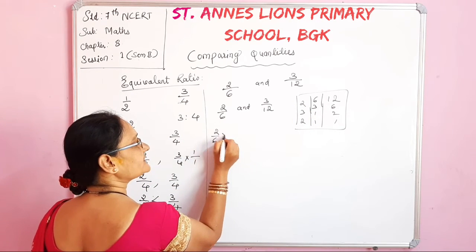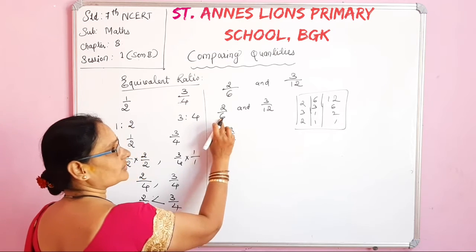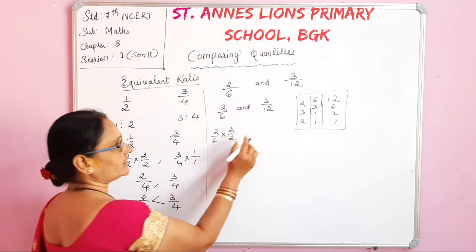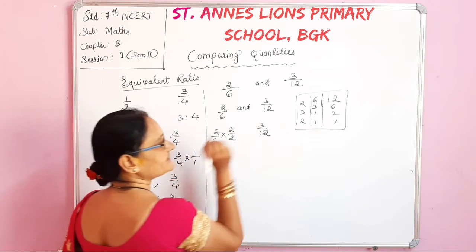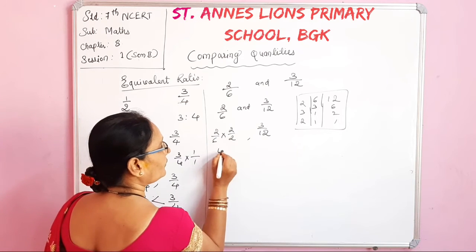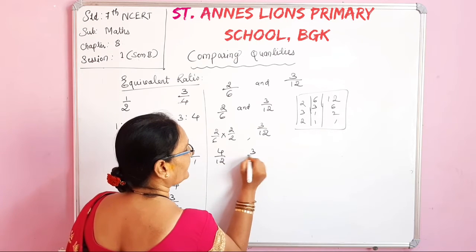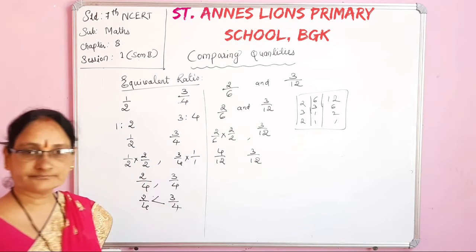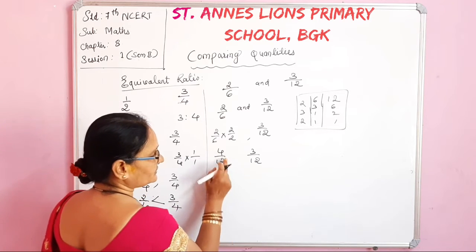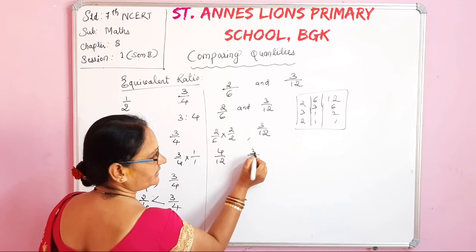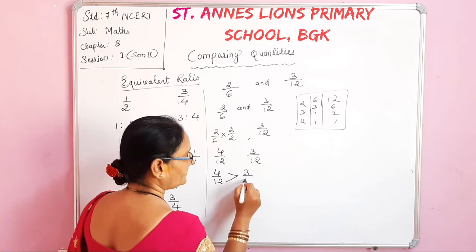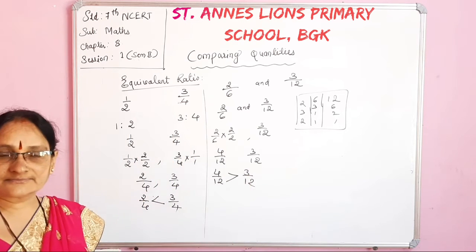Now 2 by 6 is multiplied by 2 by 2. Why? Because the LCM is 12, and we have to convert this denominator into 12. 6 2s are 12. The same way, 3 by 12 we will keep as it is, or multiply by 1 by 1, no problem. Now we have 4 by 12 and 3 by 12. See, 4 is greater here, 3 is smaller. So automatically 4 by 12 is greater than 3 by 12. This is also not equivalent.